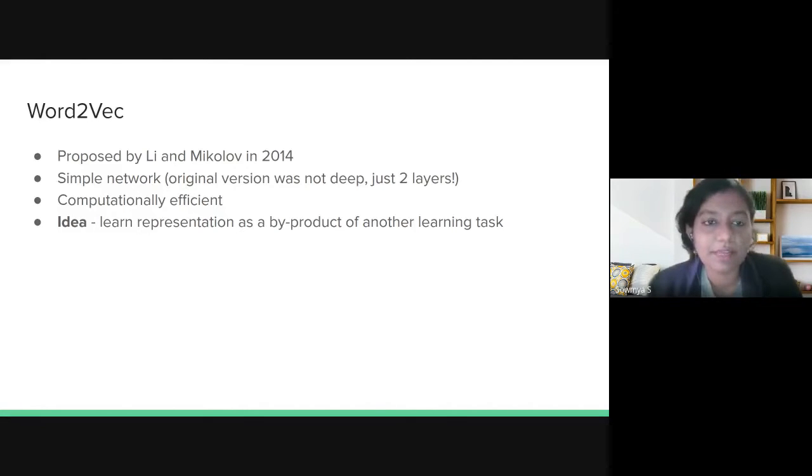So the original idea just had two layers, and still it was very useful and efficient. How we train these vectors is to learn a representation as a byproduct of another learning task. You might fail at this task actually, but because of the way you've designed this problem, you will learn a better representation. This will become clear in the next few slides.